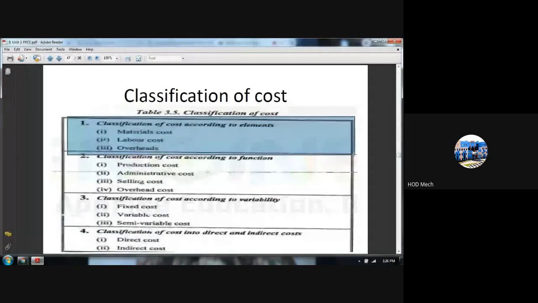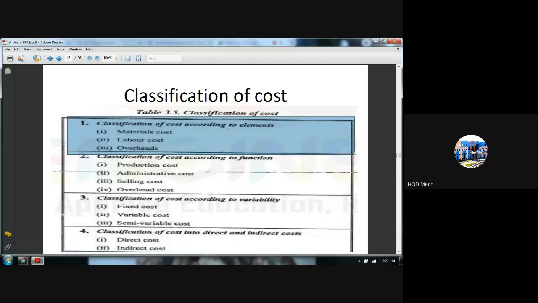So when you go for the general classification of cost according to elements, you have material cost, labor cost, and overhead cost. So when you solve a problem, you know about these three: material cost, labor cost, overhead cost.